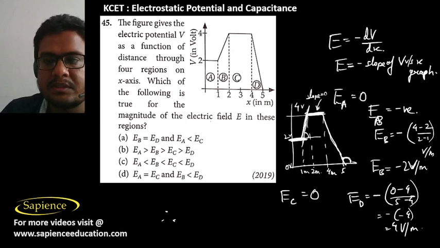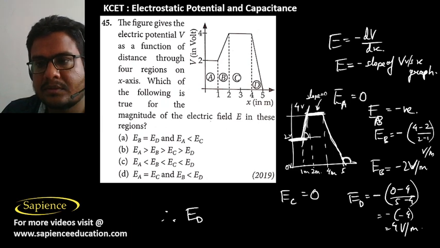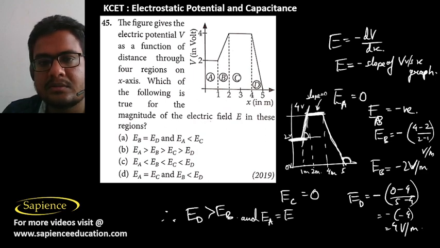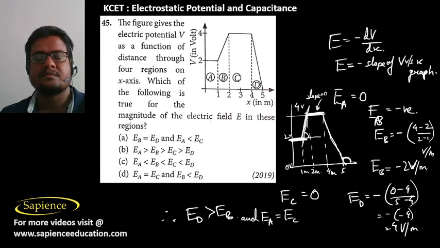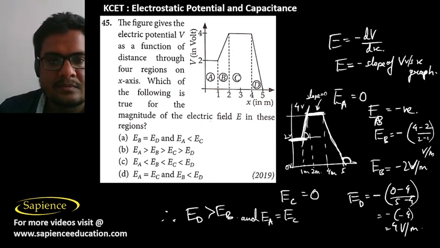So therefore we can see that the electric field in the region D is the highest, and it is greater than the electric field in the region B, and the electric field in the region A is equal to the electric field in the region C. So it means that option D is the correct answer.